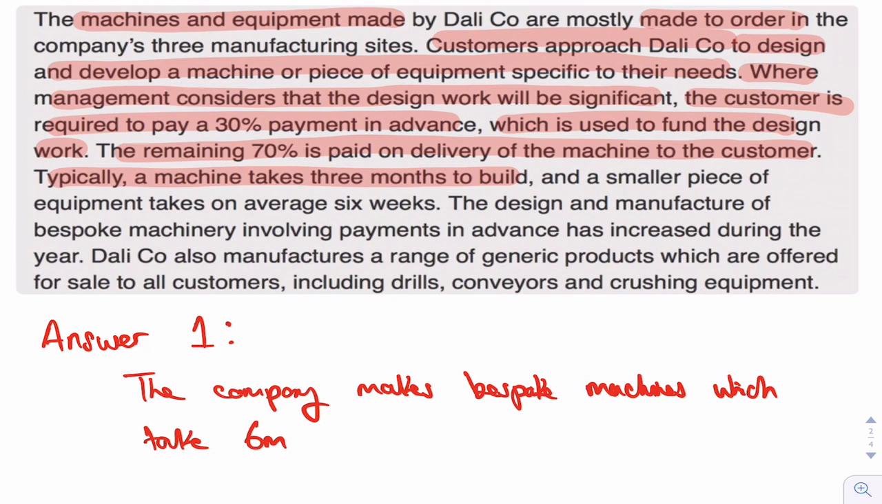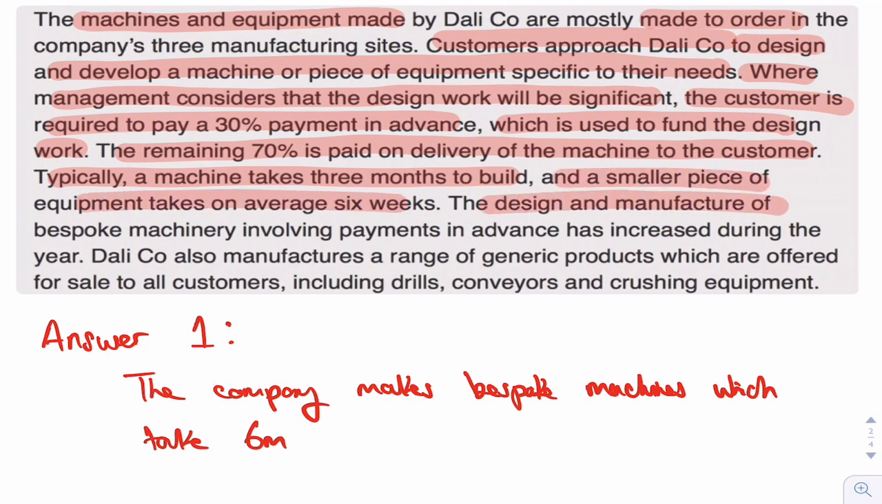Now, taking 3 months to build, so what's the problem? They're not going to pay us until the end. It takes 3 months to build. Hopefully, you can see that a business risk is they might not pay us at the end. And another business risk is that it's taking 3 months before we get the other 70%. And a smaller piece takes on average 6 weeks.